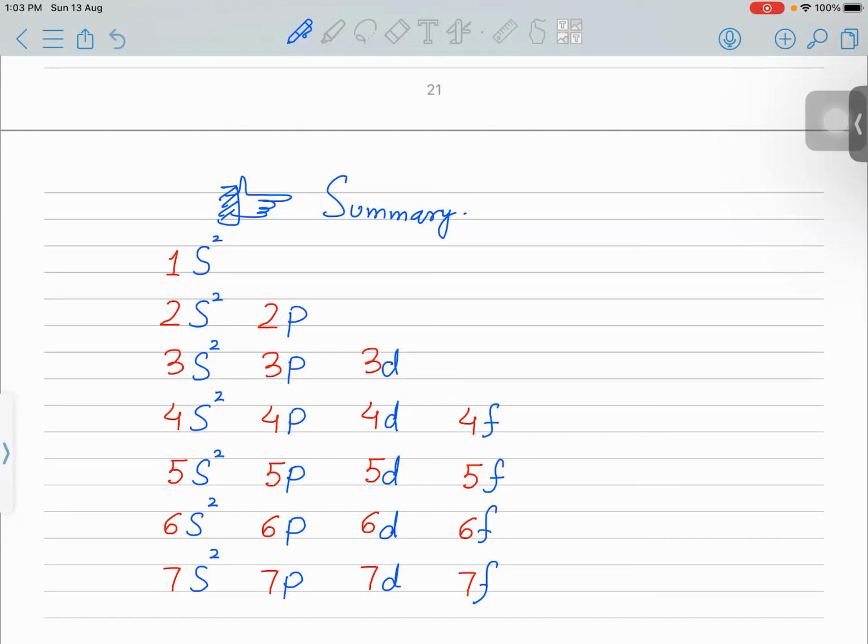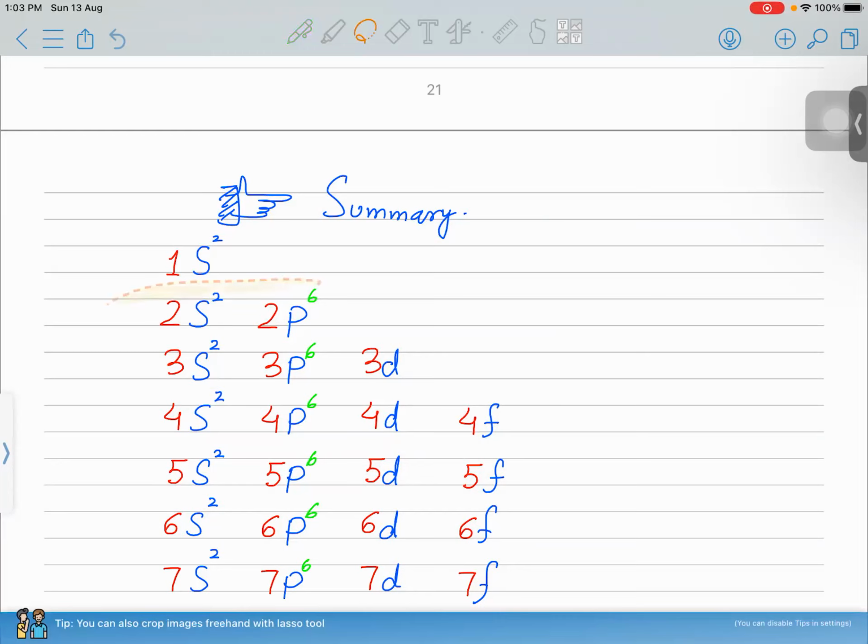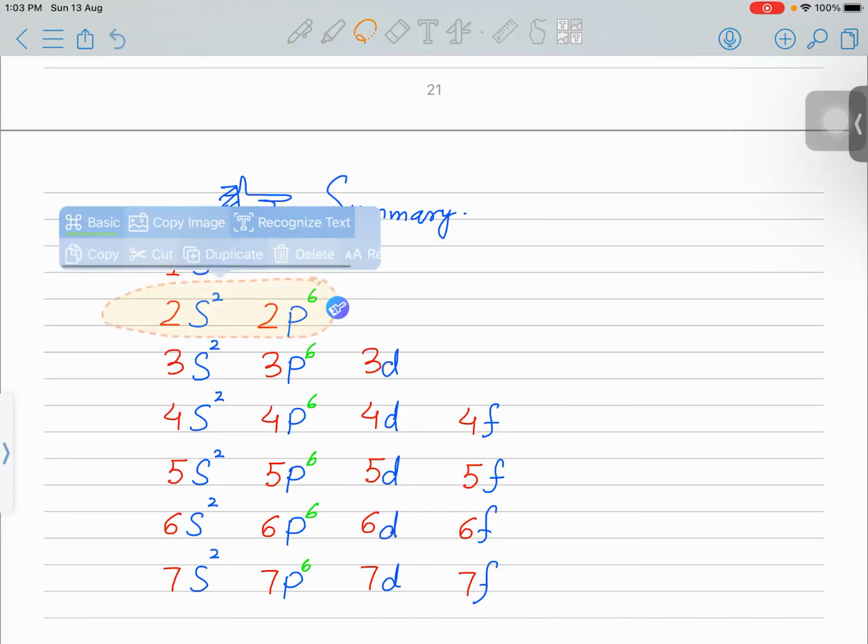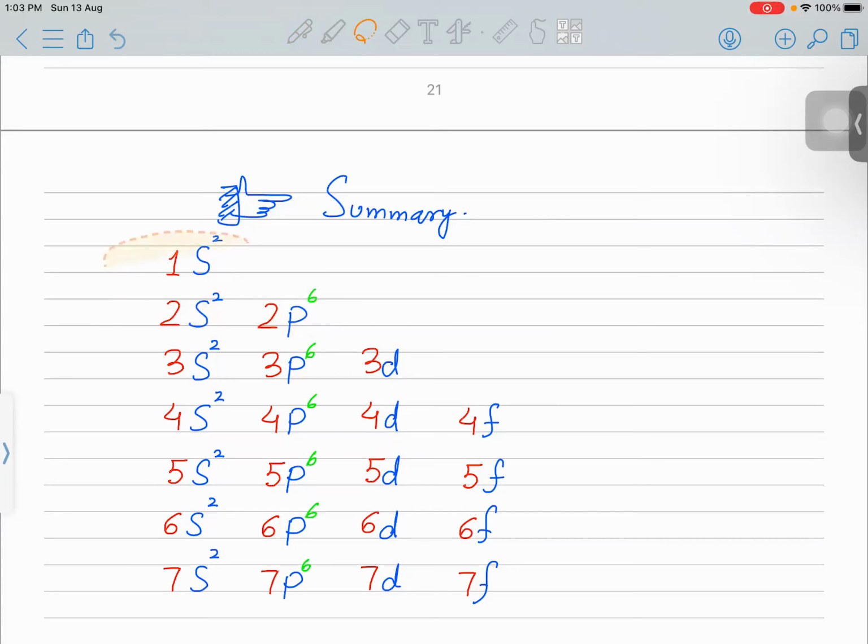And what about p? P has a maximum of 6 electrons. So how come, sir, in the second shell there can be up to 8 electrons? Now you can see that in the second shell we have 8 electrons, right? And in the first shell we have 2 electrons, right? Okay, I get it.